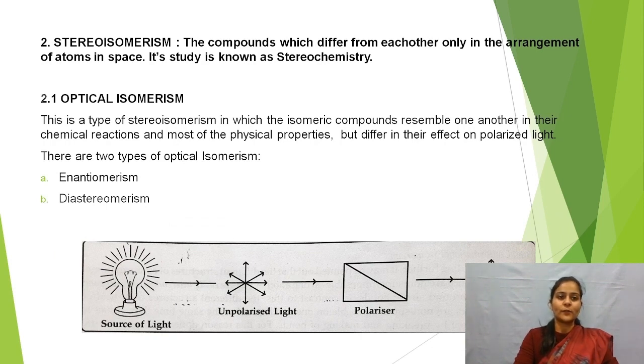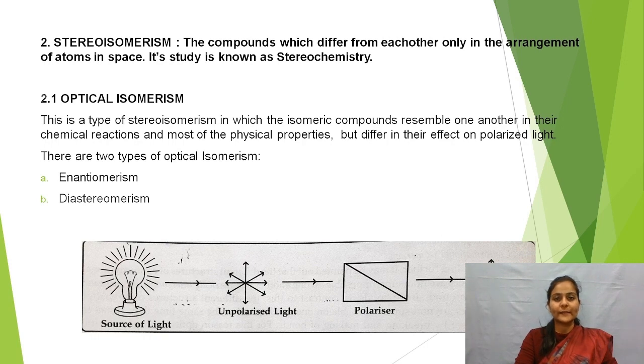Next type of isomerism is stereoisomerism. Till now we have discussed structural isomerism, in which the molecular formula of the compounds remains the same, but there is a difference in their structures. Now we will discuss stereoisomerism. In stereoisomerism, the only difference is in the arrangement of atoms in space, and the study of such compounds is called stereochemistry.